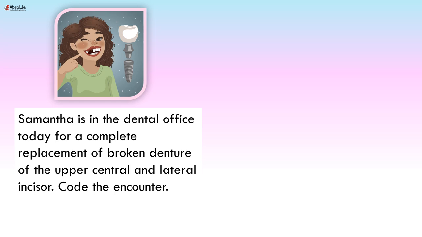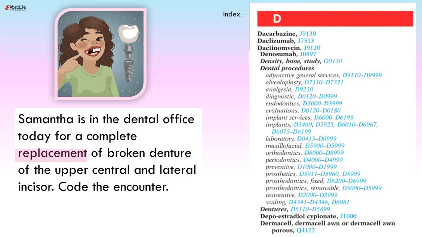All right, so the first step, we're going to look it up from your index. You can look it up from the main term dental procedure, but as I'm sorting through, I actually found dentures there. So why not go for dentures, right? This is a replacement of a broken denture. So I'm going to look straight to that code range, D5110 to D5899.